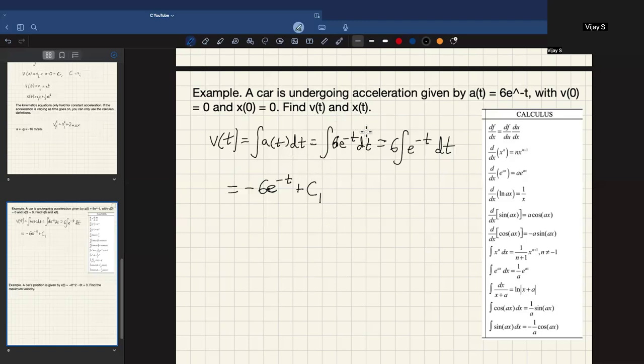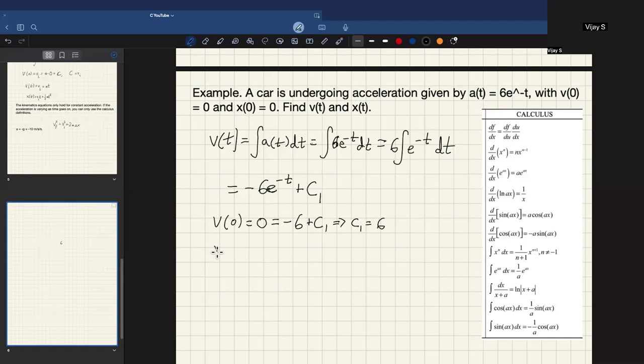First things first, before we solve for position, we have to figure out what C1 is. Well, the initial velocity is going to be 0. So when I plug in 0 for time, my entire function should go to 0. Well, e to the 0 is 1. So we end up with negative 6 plus C1 is equal to 0. Therefore, our value of C1 is going to be positive 6. So what that's saying is that the full velocity as a function of time is given by 6 minus 6e to the negative t.